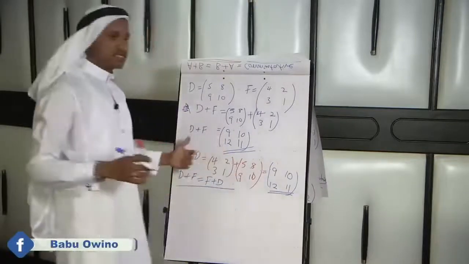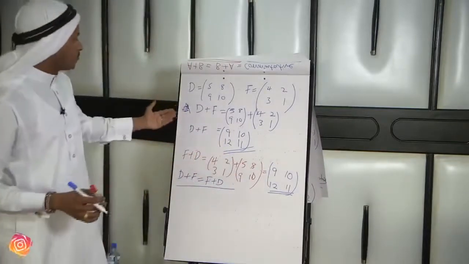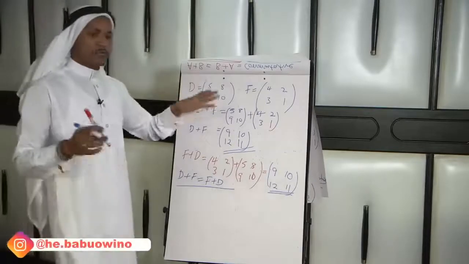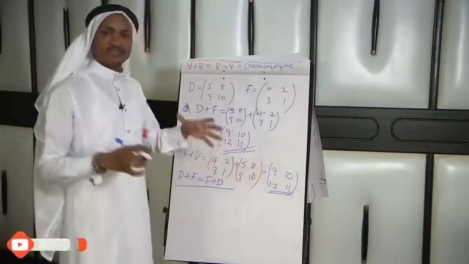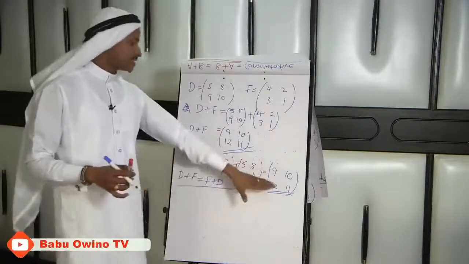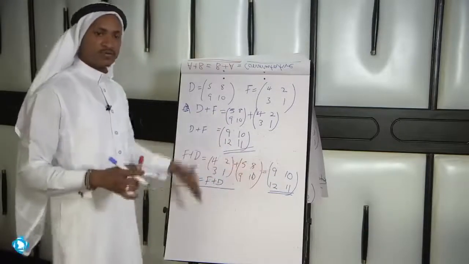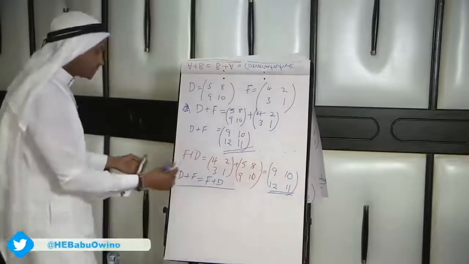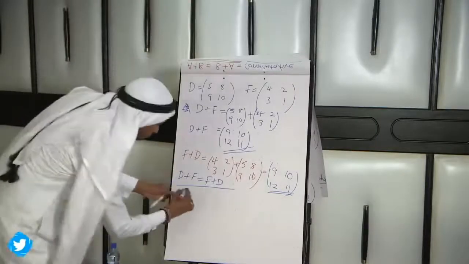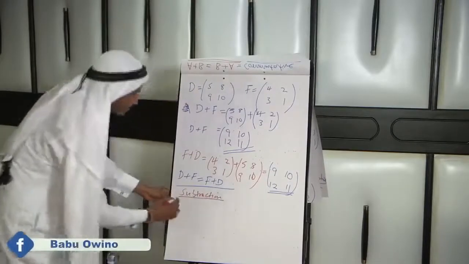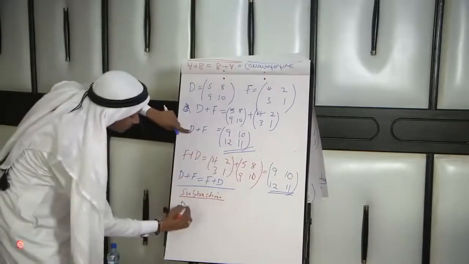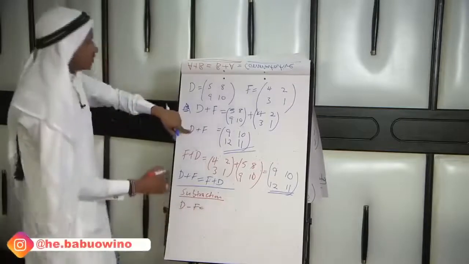If you add them, irrespective of whichever side they are, they give you the same result. When they give you the same result, you say they are commutative. When you subtract them, subtraction, D minus F. What is D minus F?